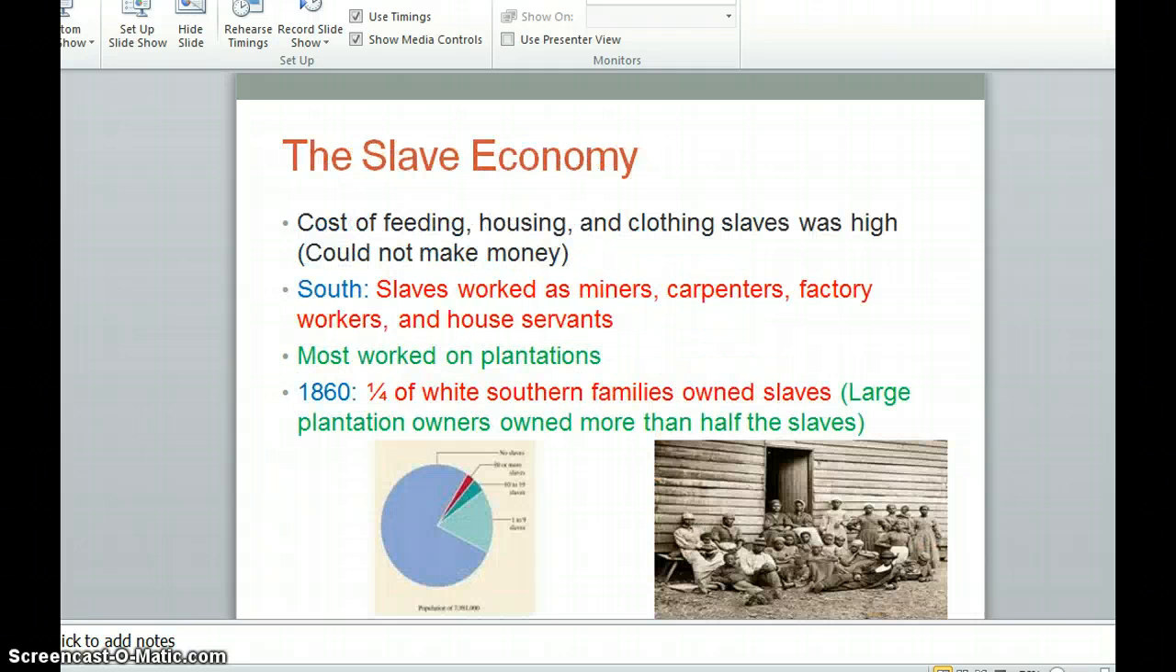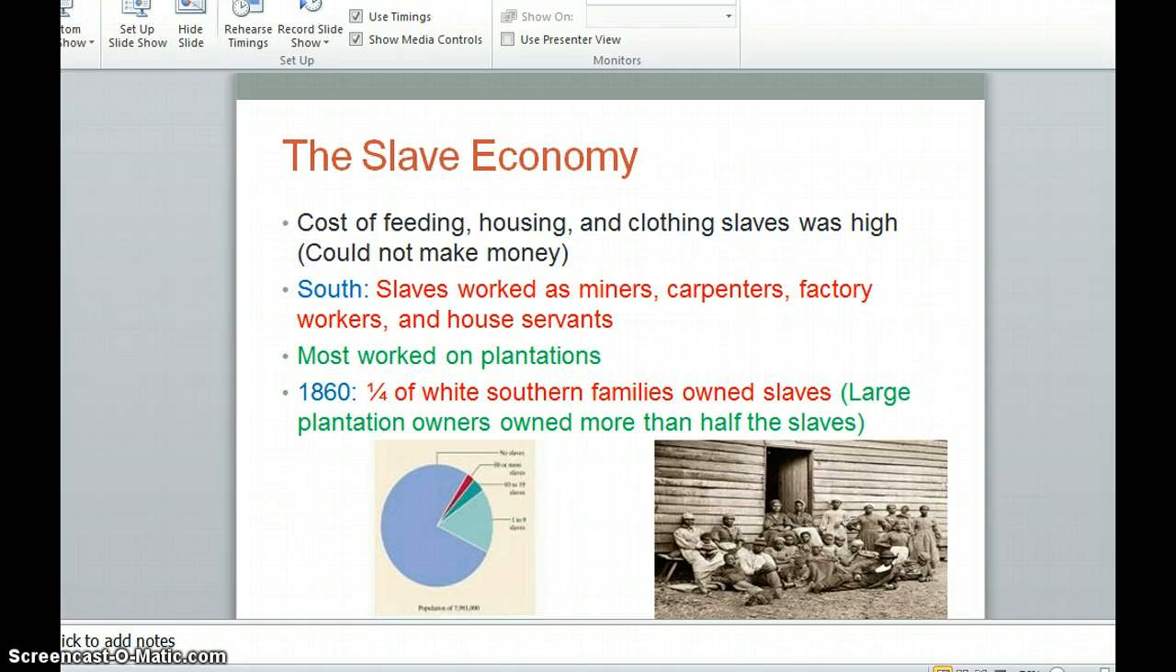The slave economy was a major factor leading up to the Civil War. The cost of feeding, housing, and clothing slaves was high, so the plantation owners in the South couldn't make money. The slaves worked as miners, carpenters, factory workers, and house servants in the South. Most worked on plantations, though.